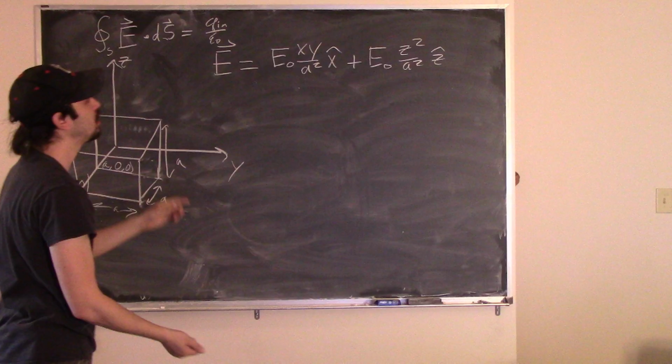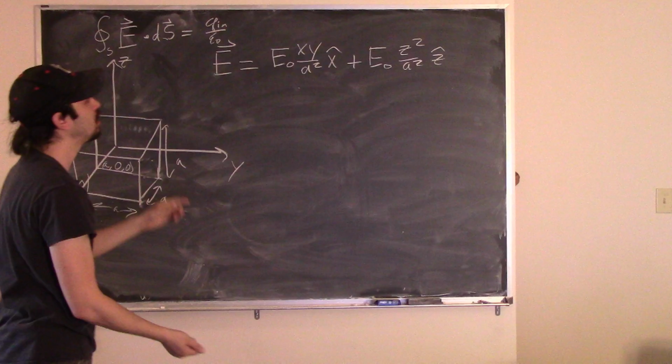So let's first start by looking at the top face. For the top face, we can write down what our dA is by saying that dA vector is going to be equal to z hat times dx dy.